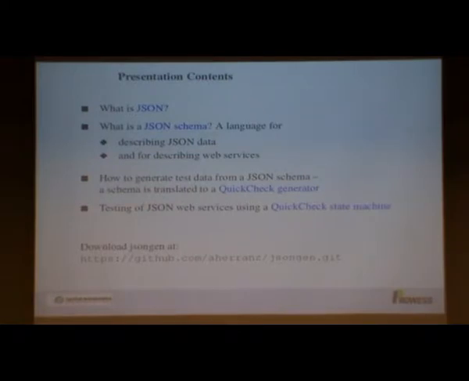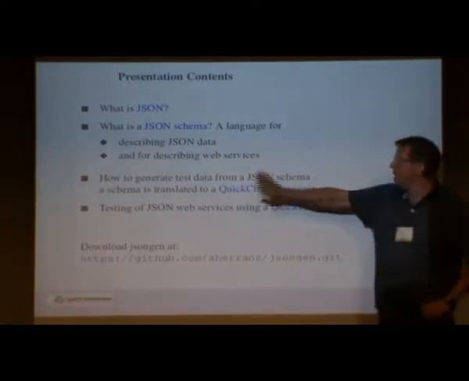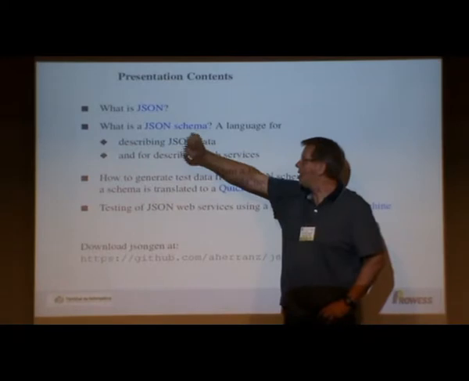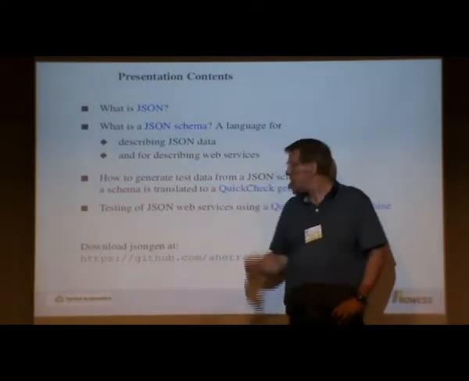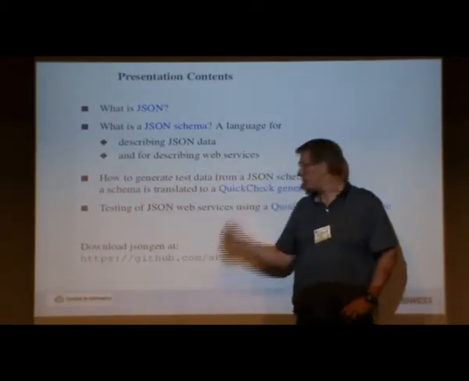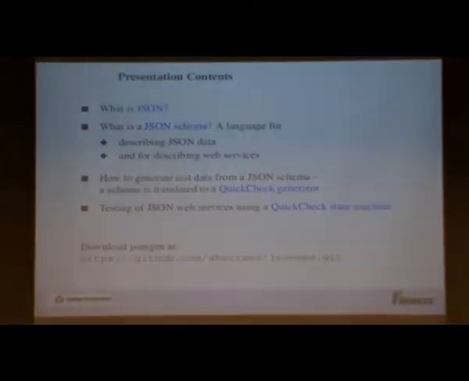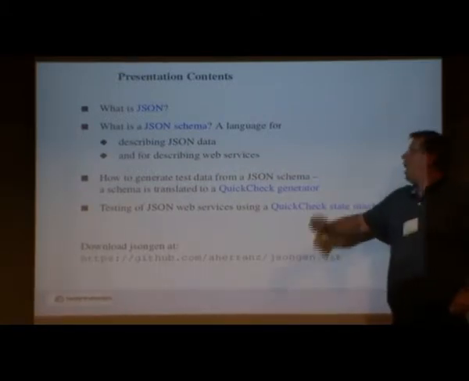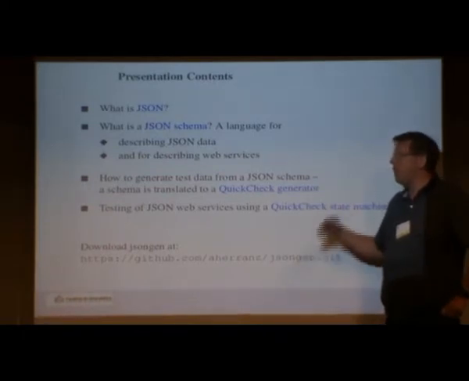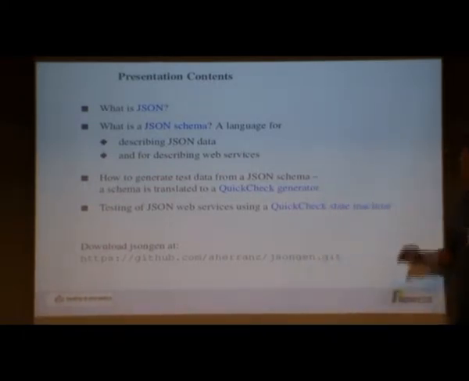Okay? So technically, what do we do? Well, there are two things we do. We take a schema, a JSON schema, which defines type, and we translate that schema to a QuickCheck generator. And using that QuickCheck generator, we can then generate an unbounded number of data for test data. Secondly, we want to test web services. How do we do that? Well, we provide one generic QuickCheck state machine to do that. And there are also mechanisms for how to tailor that QuickCheck state machine to do what you really want to do when you test your web service.